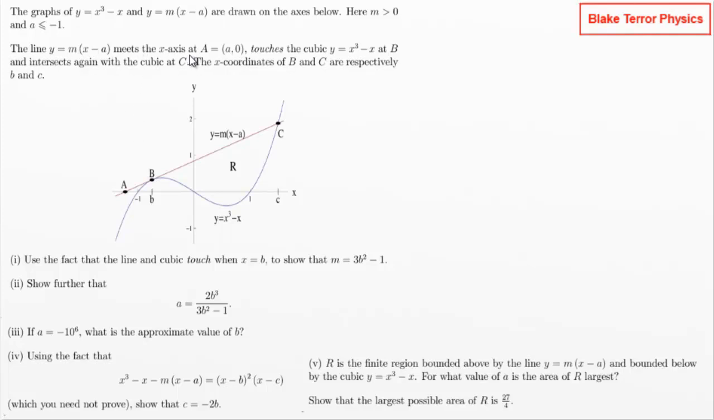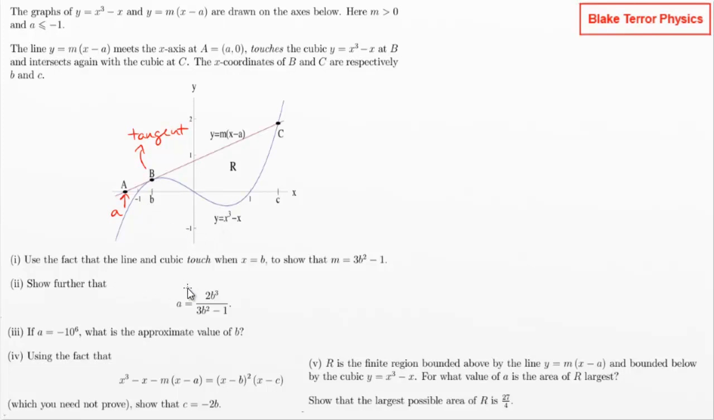The straight line meets the x-axis at capital A, so that is coordinate little a. So that value there, that is little a, and touches the cubic at B. So this is our tangent. It intersects again at C, fair enough. The coordinates of capital B and capital C are little b and little c. Right, they're the x coordinates. So all that is marked on.